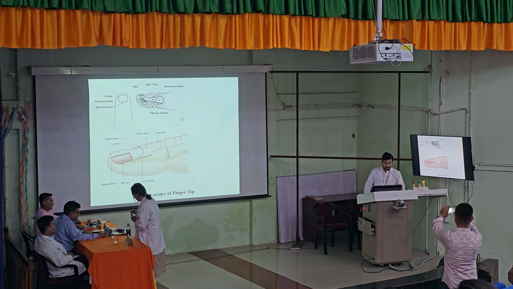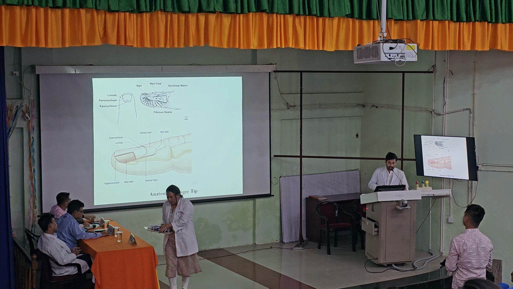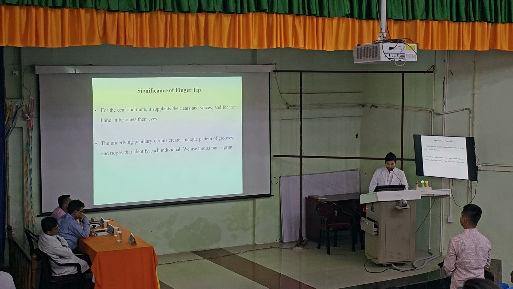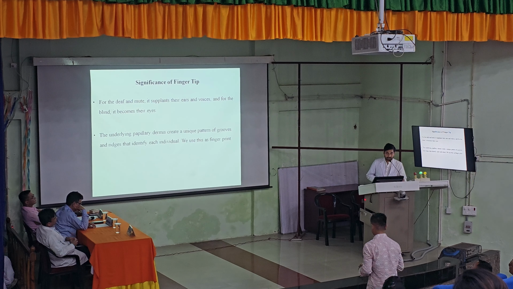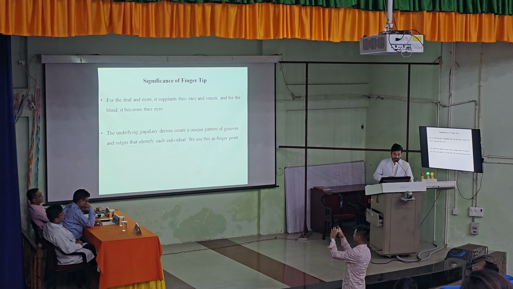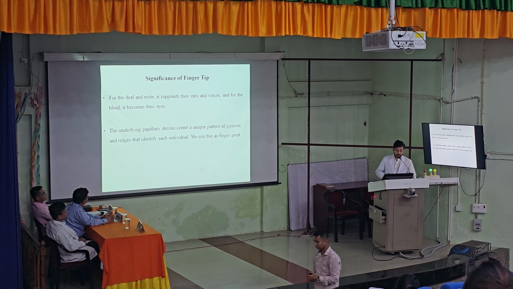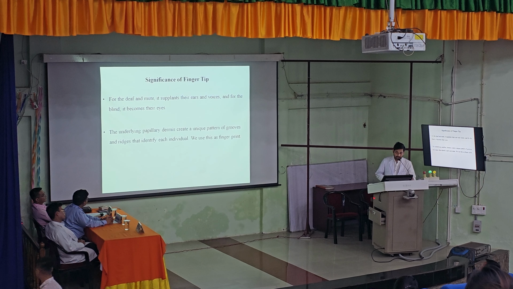This picture depicts the anatomy of the fingertip, where we can see the base of the nail, the lunula. Sidewise we can see the perionychium. Significance of the fingertip: for the deaf and mute, it supplants their ears and voices, and for the blind, it becomes their eyes. The underlying papillary dermis creates a unique pattern of grooves and ridges that identify each individual, and that we use as fingerprint.